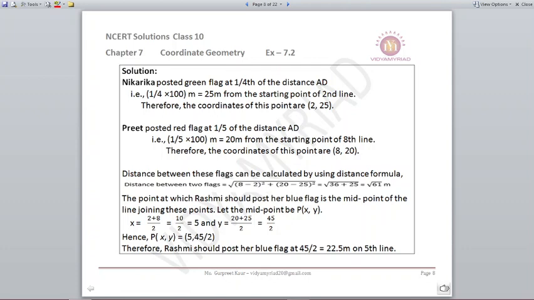Now we have to find out the midpoint, the middle point. So let it be x and y, and we know the formula for the midpoint. For x, it will be (2 plus 8) upon 2, that is equal to 5. And for y, it will be (25 plus 20) upon 2, that is equal to 45 by 2. So these are the midpoints. So Rashmi should post her blue flag where x is 5, that means on the 5th line, at 45 upon 2, which is 22.5 meters.